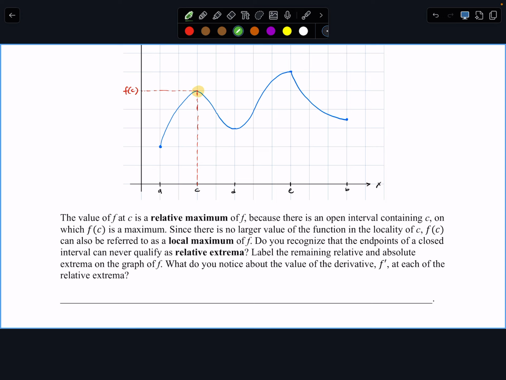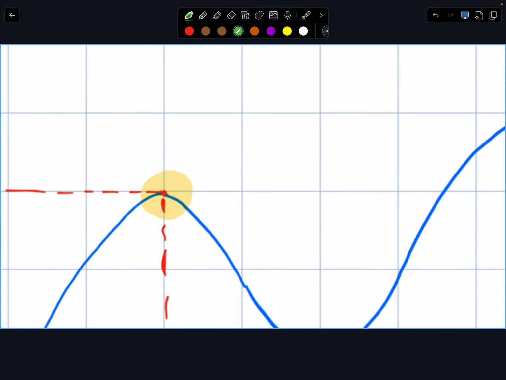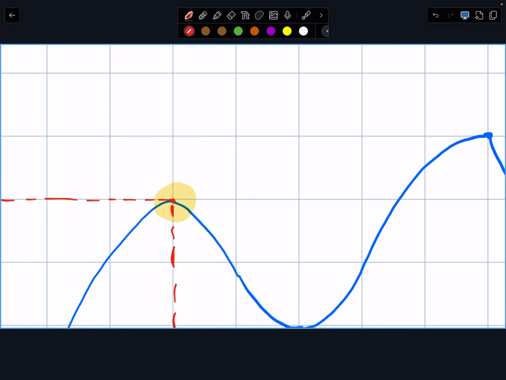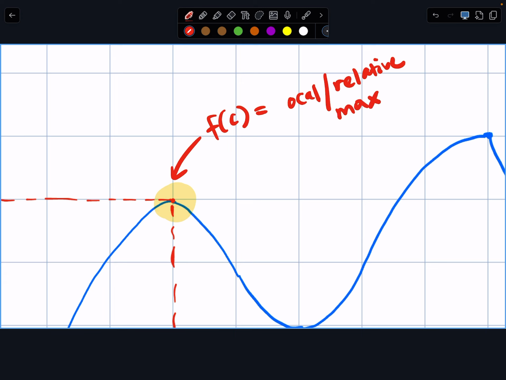So relative and local mean the same thing, in the same way that absolute and global mean the same thing, okay? And we need to be comfortable with both sets of terminology. So going back here, c comma f of c is the location of a local maximum, meaning we can say that f of c is a local or relative maximum.